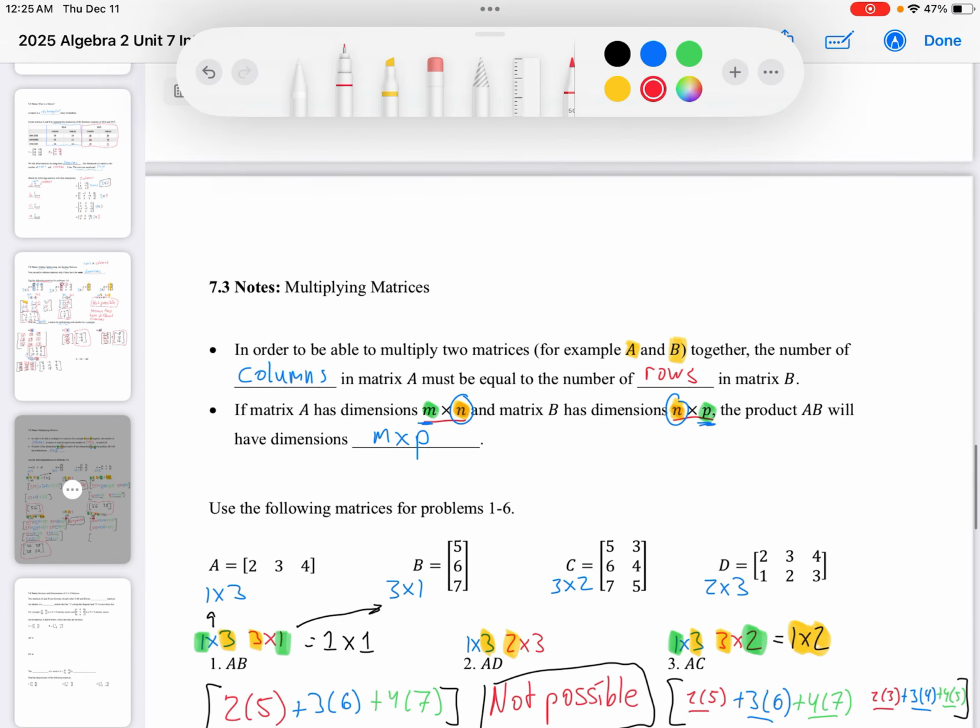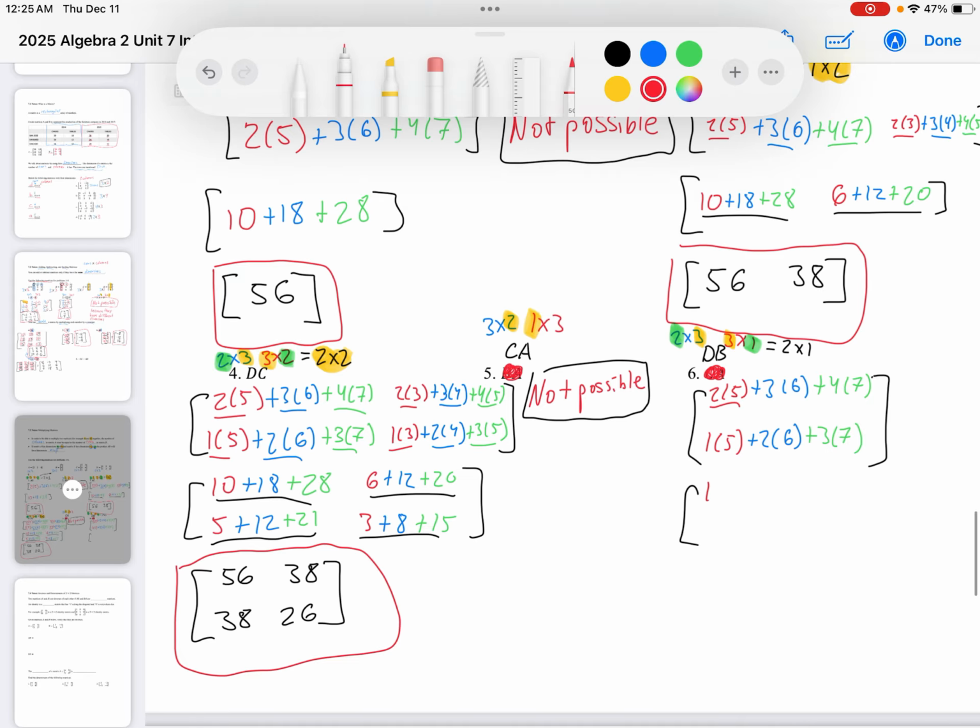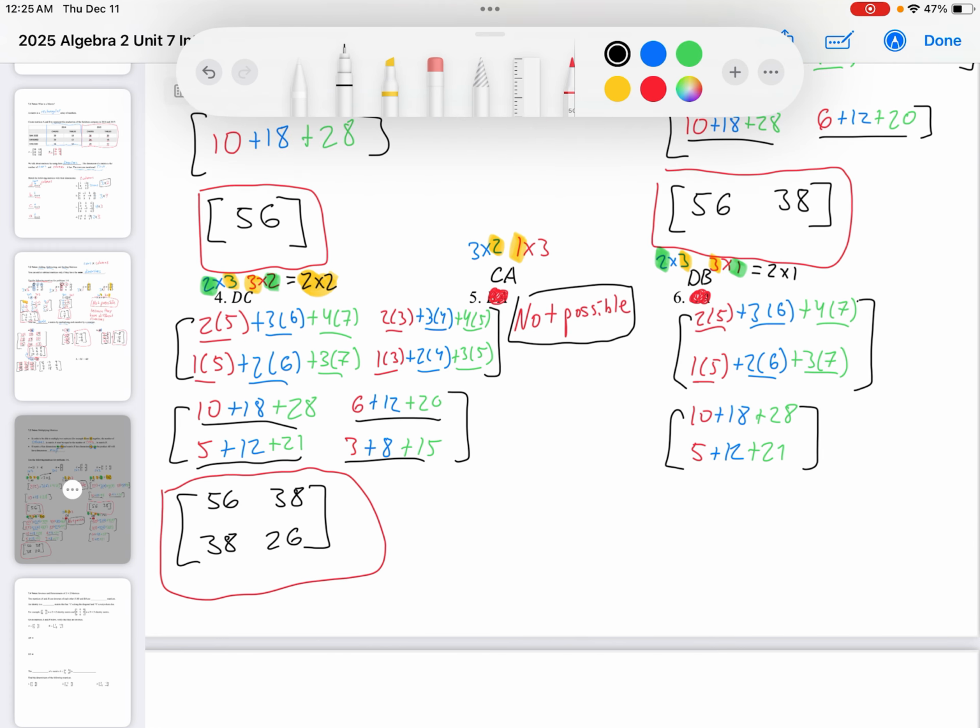2 times 5 is 10. 3 times 6 would be plus 18. 4 times 7 would be plus 28. And then for the next entry, 1 times 5 is 5. 2 times 6 is plus 12. And 3 times 7, it would be plus 21. So for the final step, we got to do this addition here. 10 plus 18 plus 28 is 56. And 5 plus 12 plus 21 is 38.